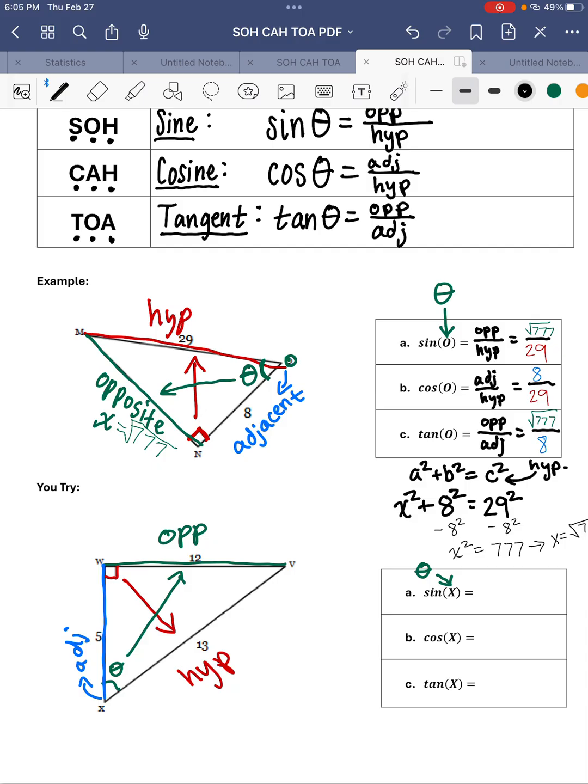So sine is opposite over hypotenuse. So for my triangle, it's going to be 12 over 13. Cosine is adjacent over hypotenuse, so it's going to be 5 over 13. And tangent is going to be opposite over adjacent, so it's 12 over 5.